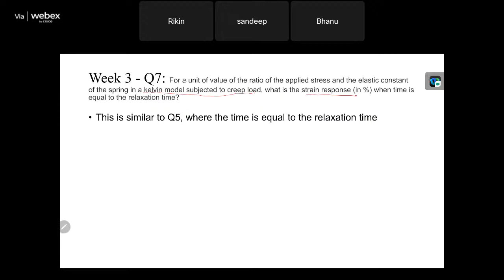Now there's a line mentioned here: for a unit value of the ratio of applied stress and the elastic constant of the spring. So this basically tells us that sigma naught by E, the value of this is given, which is unity. So since this is unity, the rest of the equation is just time dependent. And here it is given that the time is equal to the relaxation time. So if you substitute this in that equation, you can find the strain response, and you have to answer in percentage.